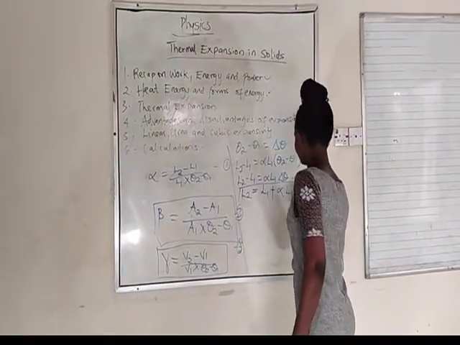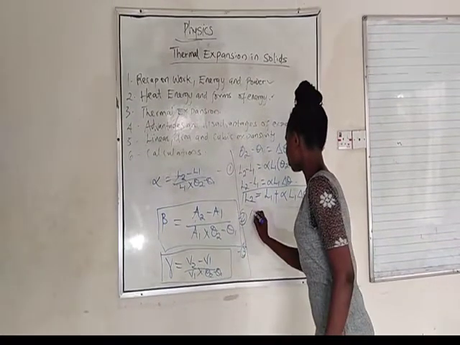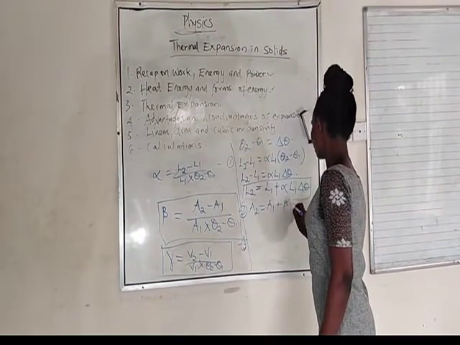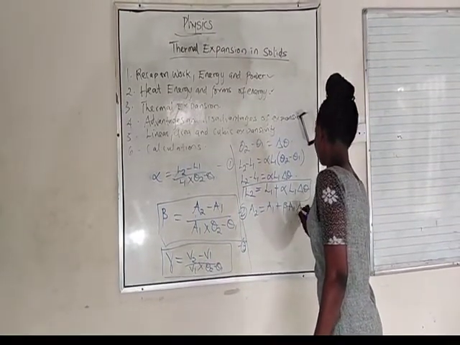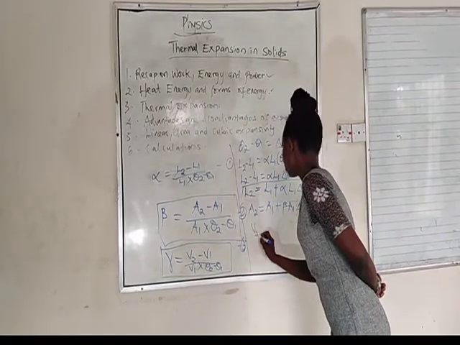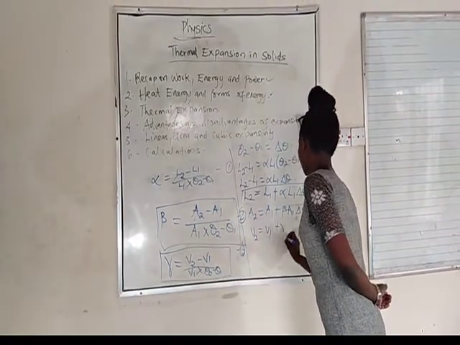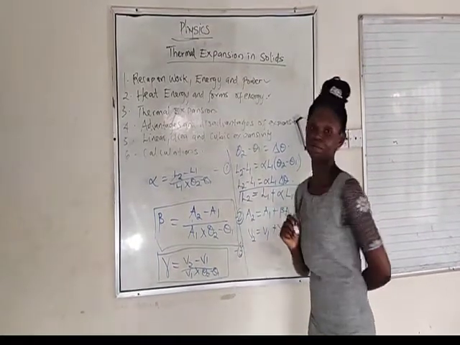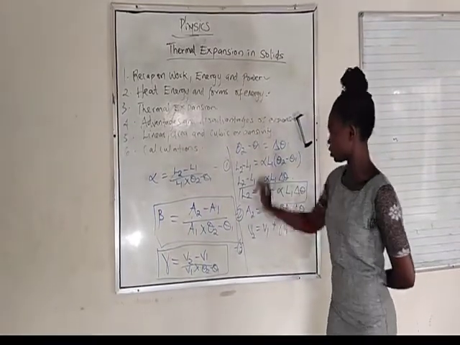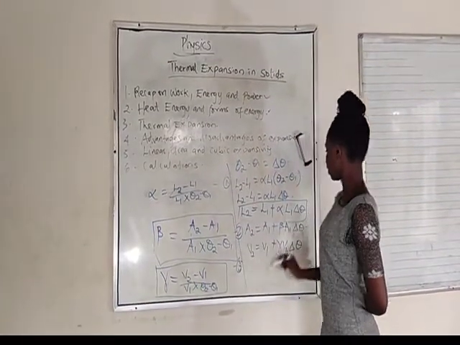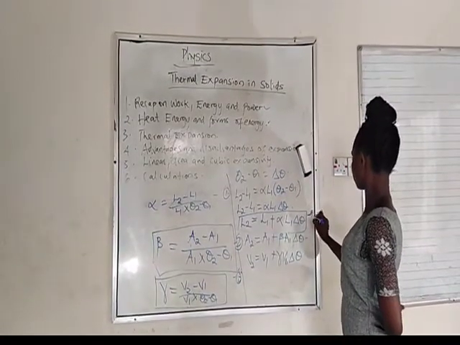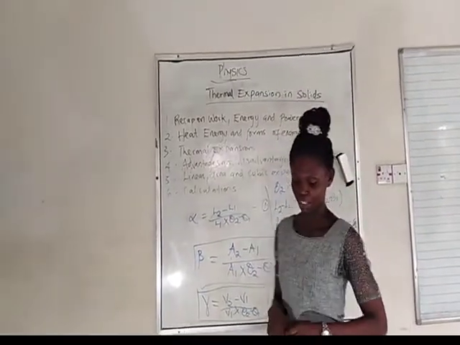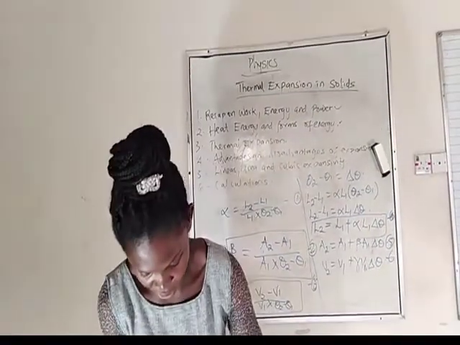So from here, we can also say that our A2 is going to be equal to A1 plus beta A1 change in theta, and also your V2 will be V1 plus gamma V1 change in theta. Please take note of these 6 equations. If you want to number them 1, 2, 3, 4, 5, and 6. This will now take us to the calculations part. Let us read out some questions to solve.